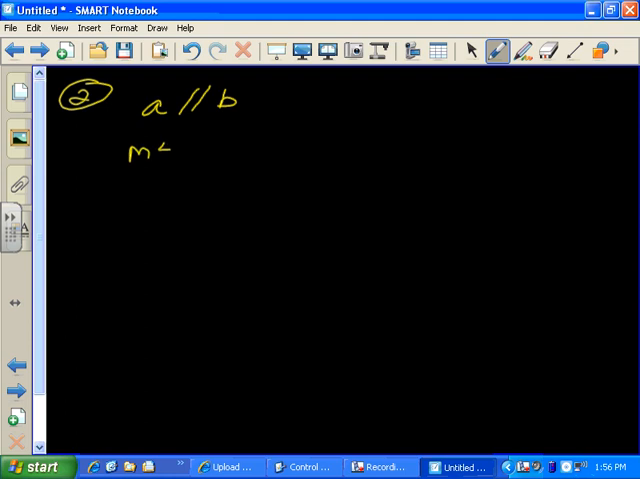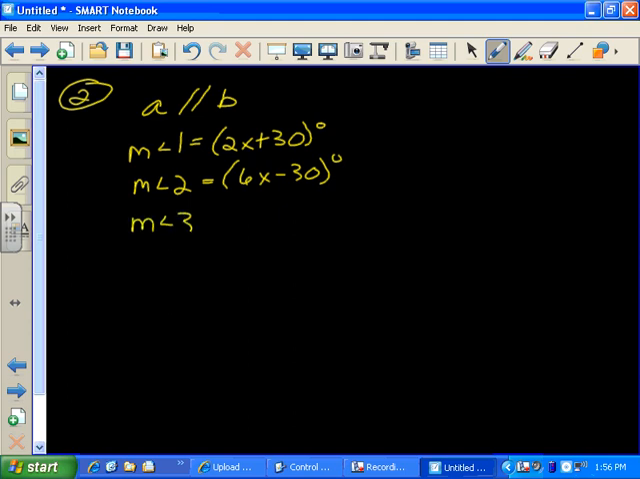They're also going to tell us that the measure of angle 1 is 2x plus 30 degrees, and that the measure of angle 2 is 6x minus 30 degrees. And they want to know, what is the measure of angle 3? They do also give us a picture, how kind of them.